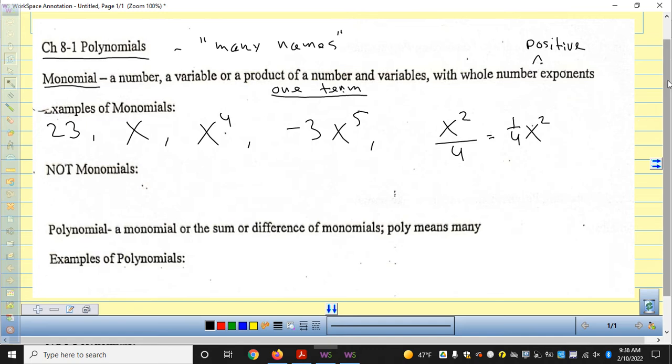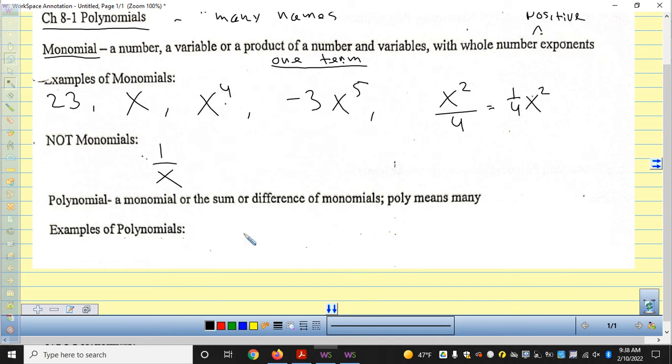Not monomials. 1 over x, because we can think of 1 over x as x to the negative 1. So this has a negative exponent. The third root of 3x squared, I'll say, is not a monomial, because we can think of the third root as a fraction exponent. And we don't want fractions for exponents. So these are not monomials.